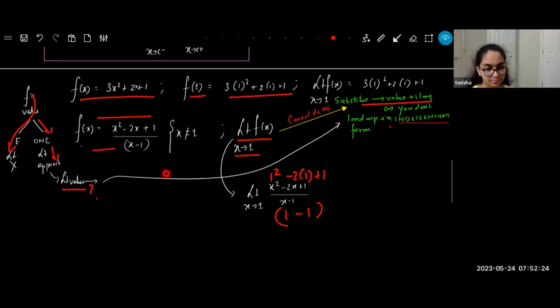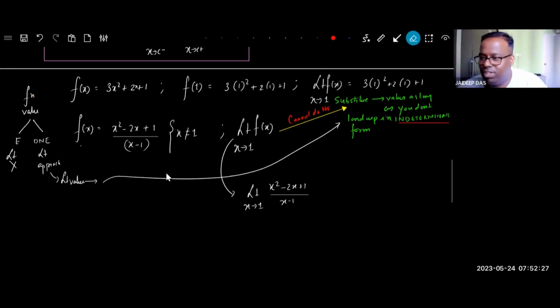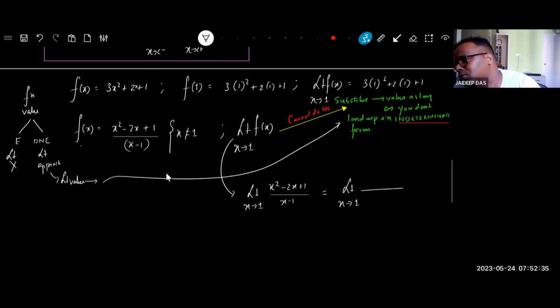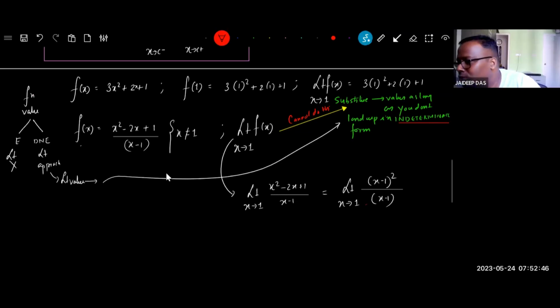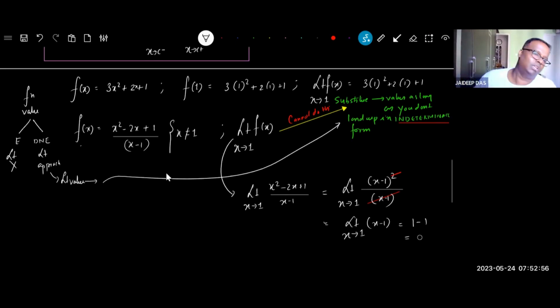Then you say, hang on, sir. If it is like this, I can still do some buy, beg, borrow, steal. What do you do? You say limit of x tends to 1 and convert this to (x minus 1) whole square divided by x minus 1. I can do that. A square minus 2x plus 1 is (x minus 1) whole square. Then you cancel this with this, and now you are left with limit of x tends to 1, x minus 1. You happily substitute it and tell me the ballpark figure is 0, because you are not landing up in an indeterminate. Do you understand this?